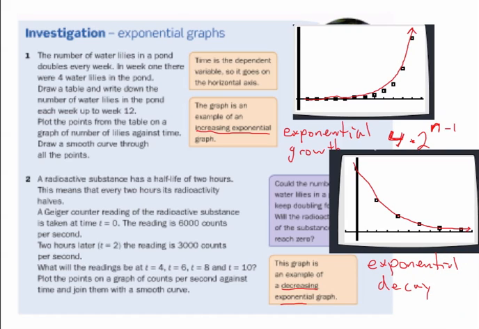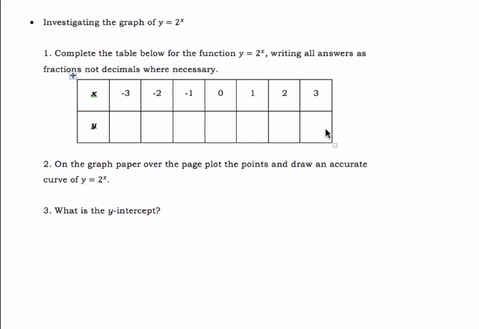Alright, so now let's look at the general graph of the parent function. This is y equals 2 to the power of x. That's the most basic we can get with an exponential function. We're going to complete the table and graph this on graph paper. I like to start off with 0 because that one is usually the easiest to calculate. 2 to the power of 0 is 1. 2 to the power of 1 is 2. 2 to the power of 2 is 4. 2 to the power of 3 is 8.